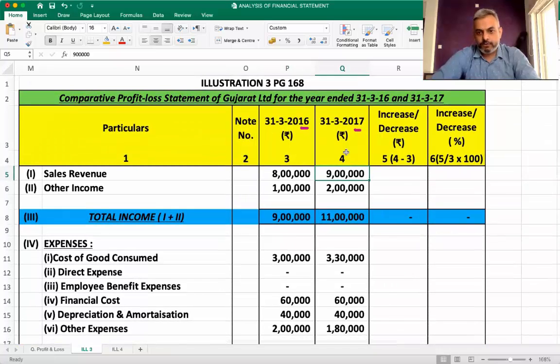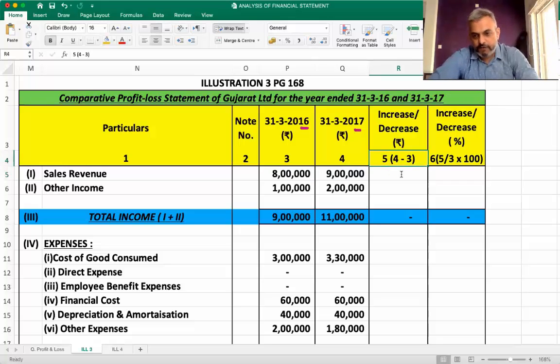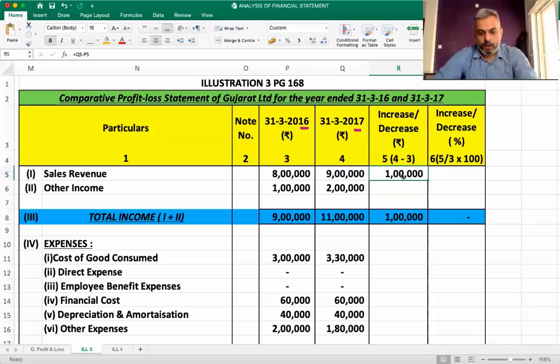Now, coming to this, increase or decrease is very simple. So 8 lakh. You have to see increase or decrease of current year with reference to previous year. So you can see how I've mentioned the column 4 minus 3. Which is 4 minus 3. So it comes to 1 lakh. Okay. So 1 lakh is the increase, and then we see the percentage increase.